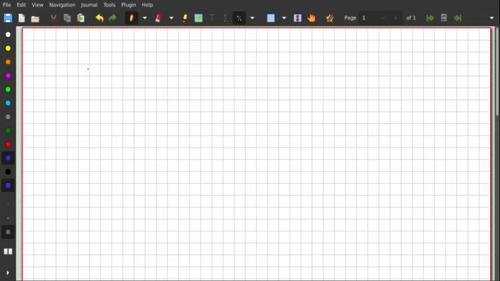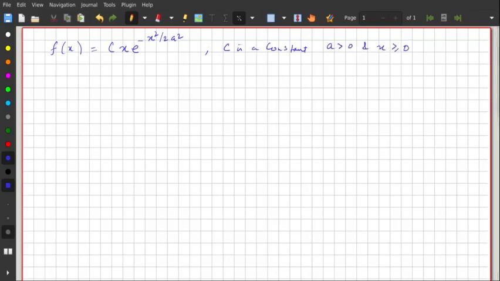Okay, so let's start. Let's say we are given a function f of x equals c x e to the minus x square over 2a square, where c is a constant that's given, a is positive, and x is greater than or equal to 0. Those are the given conditions, and the question is: calculate c, given that f of x is a probability density function.